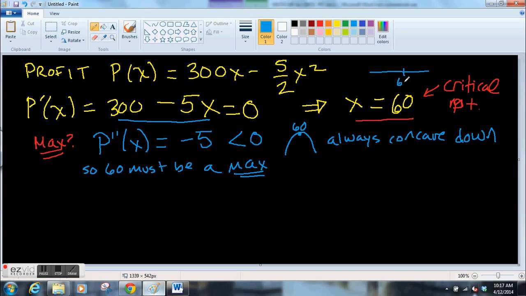You could also use the sign test by saying here's 60 and then saying, well, it goes up on this side, doing the first derivative test by putting a number in the first derivative. I think this is faster.